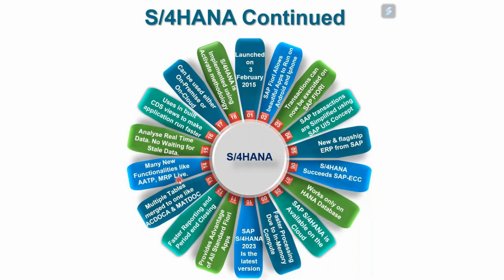From ECC to S/4HANA, SAP has added many functionalities, obviously because you want to sell your product. So you add new functionalities. MRP Live, Advanced ATP and other functionalities have been added to S/4HANA by SAP.